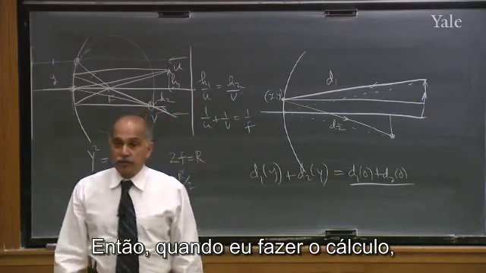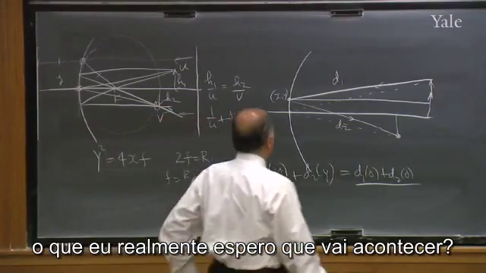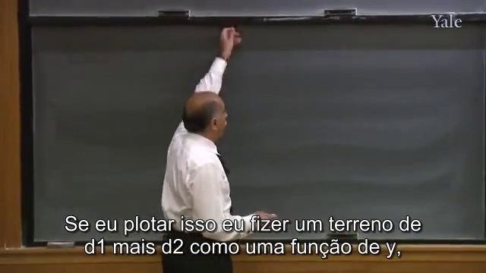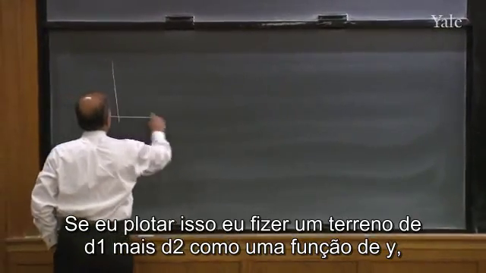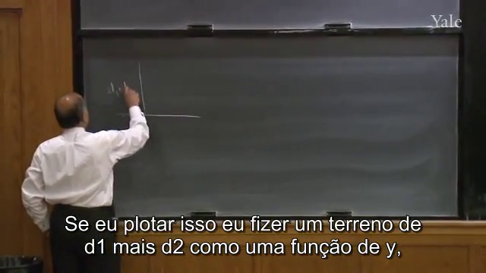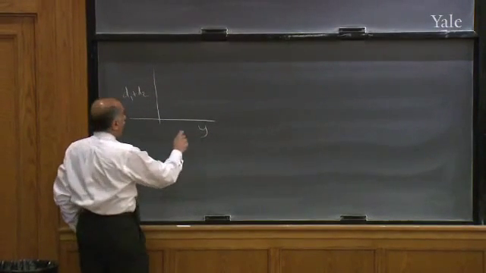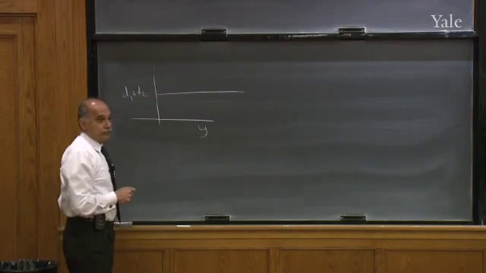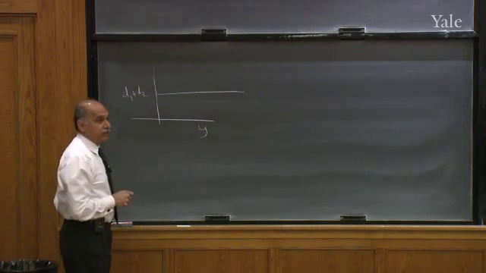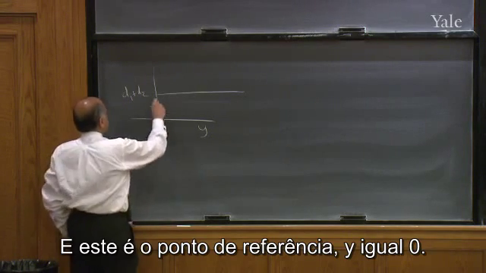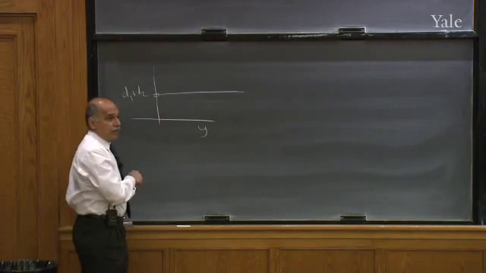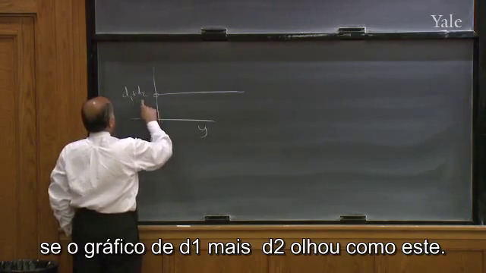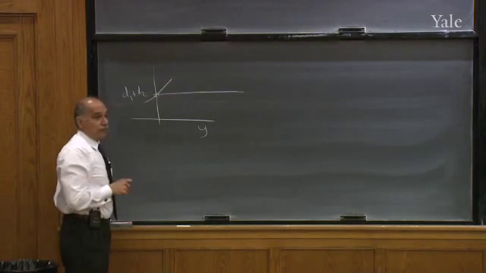So when I do the calculation, what do I really hope will happen? If I make a plot of d1 plus d2 as a function of y, I'm expecting the answer to be flat, independent of y. And this is the reference point, y equal to 0. But when you do the calculation, first of all, if the graph of d1 plus d2 looks like this, that's no good.